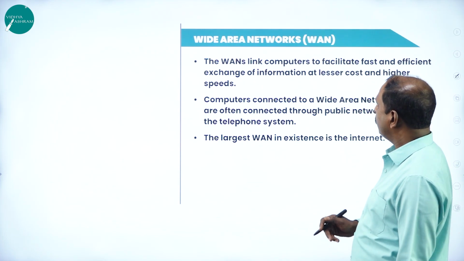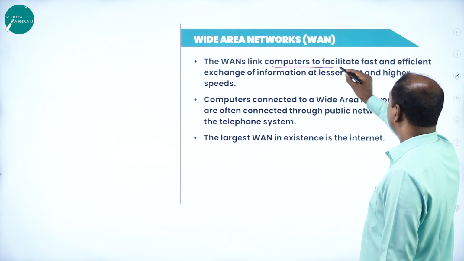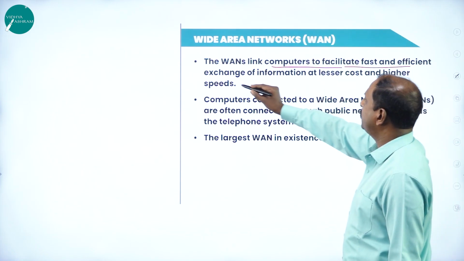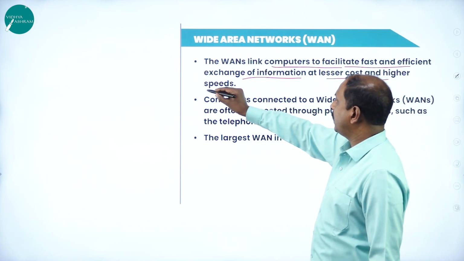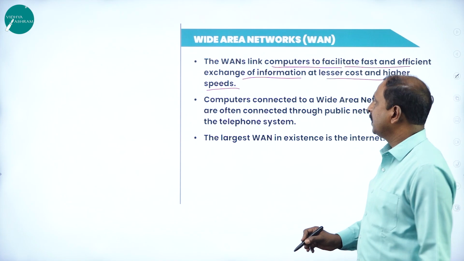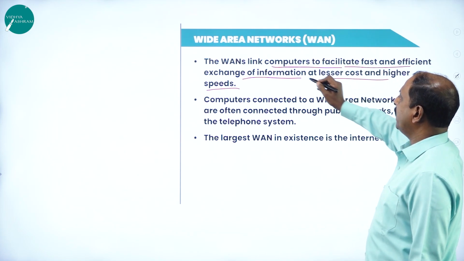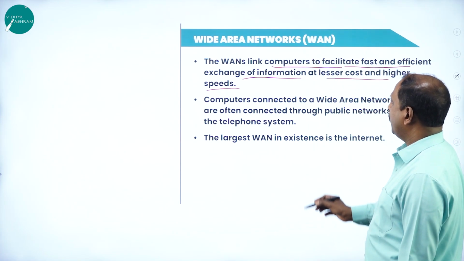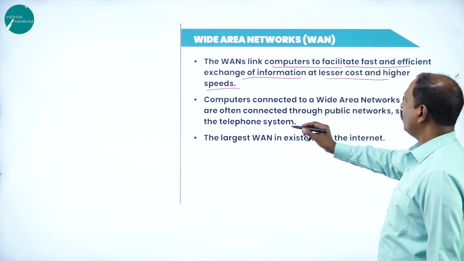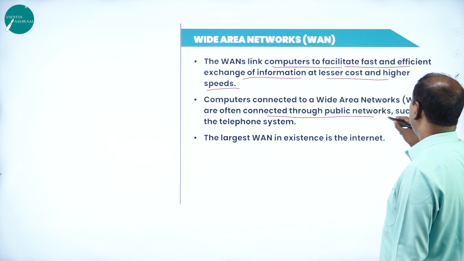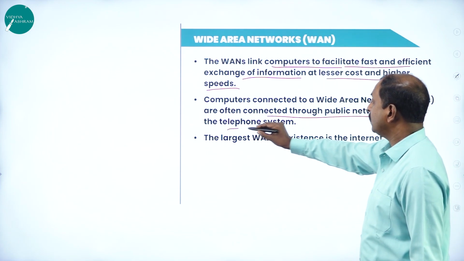Now in the next slide, WANs link computers to facilitate fast and efficient exchange of information at lesser cost and higher speed. This is the advantage. Here the speed is increased and it is cost effective. Next, the computers connected to a wide area network are often connected through a public network such as the telephone system.